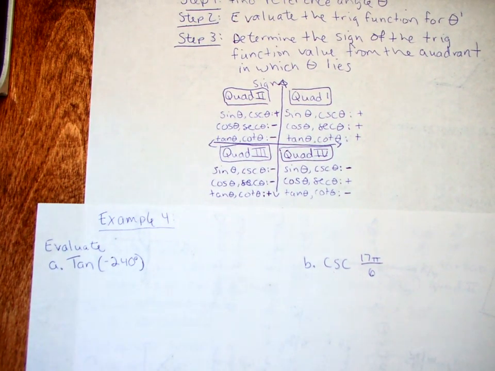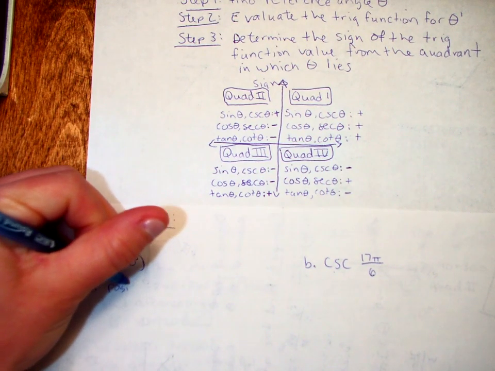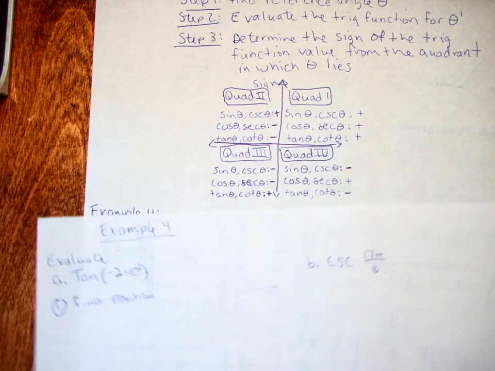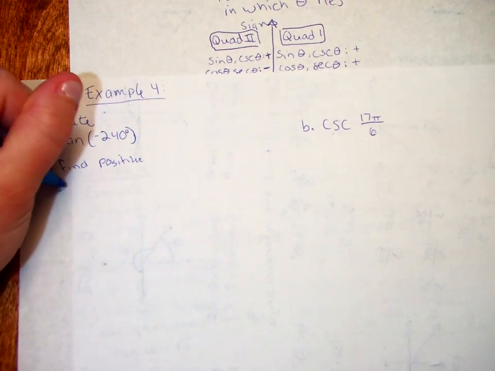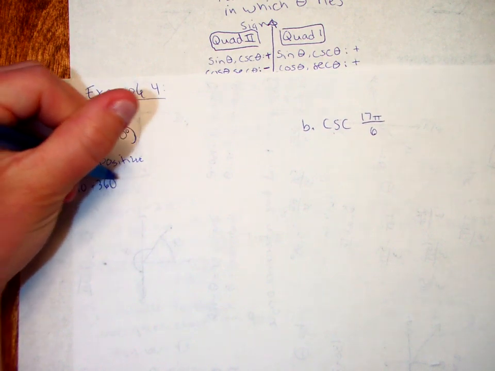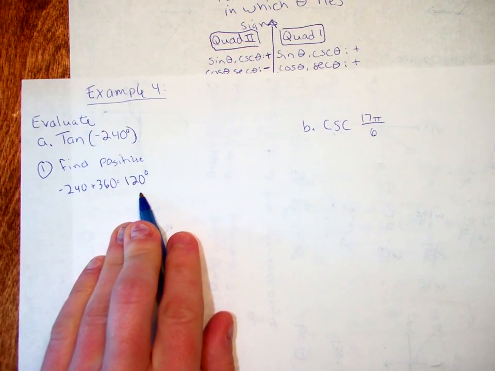So we are given tan of negative 240. So again, with tan of negative 240, we cannot have negative degrees. So we are saying that, okay, if we have that, we need to find a positive coterminal angle. So find our positive angle. We have negative 240 plus 360, which gives us 120 degrees. Okay, so that is now what we are working with.